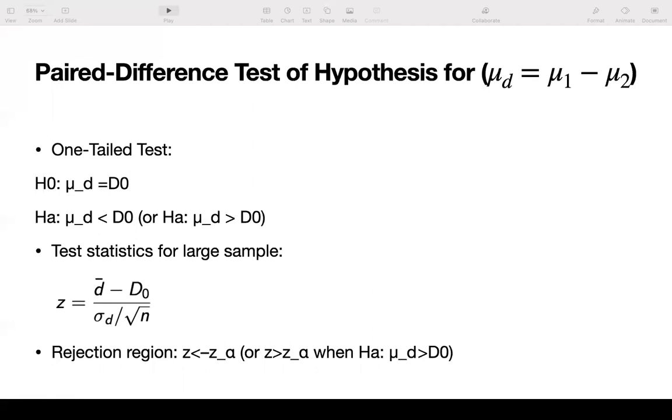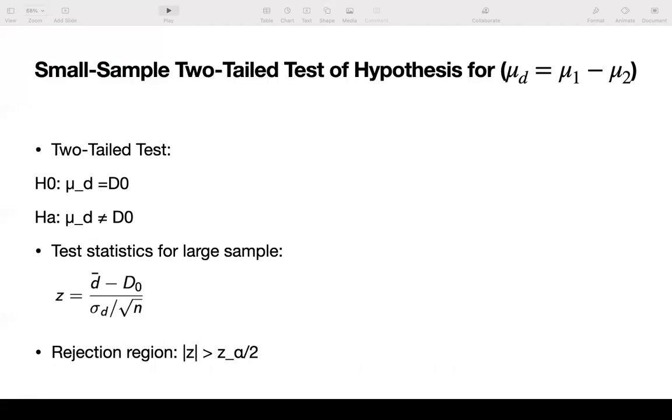And also again, we have the rejection region where z is smaller than negative z alpha, or z is larger than z alpha when the alternative is mu d larger than d0. So for the two-tailed test, we have the same null as in the one-tailed test, and the alternative states that mu d does not equal d0. And so the test statistic for large sample, z, is equal to d bar minus d0 divided by sigma d divided by square root of n. So here the rejection region is such that the absolute value of z is larger than z alpha divided by 2.